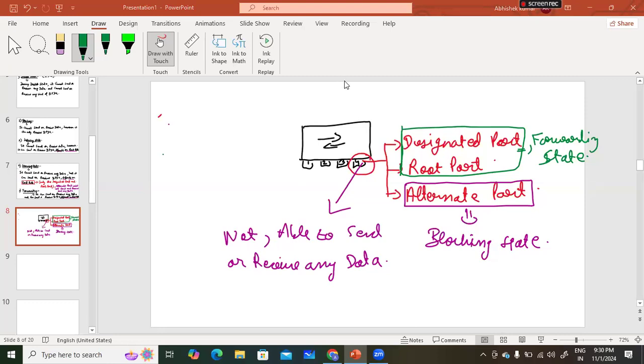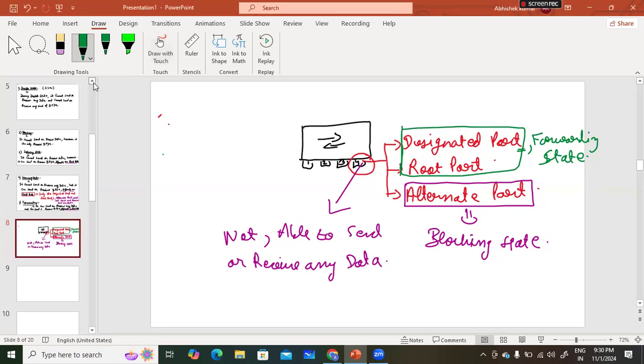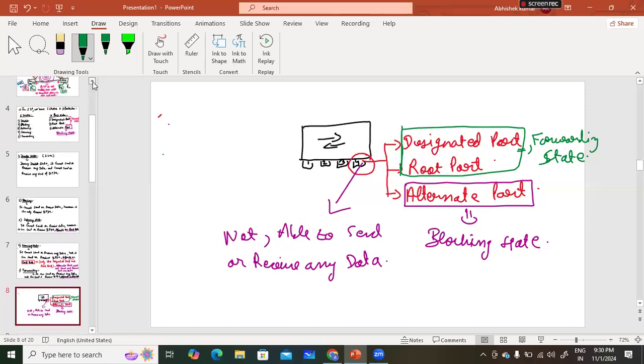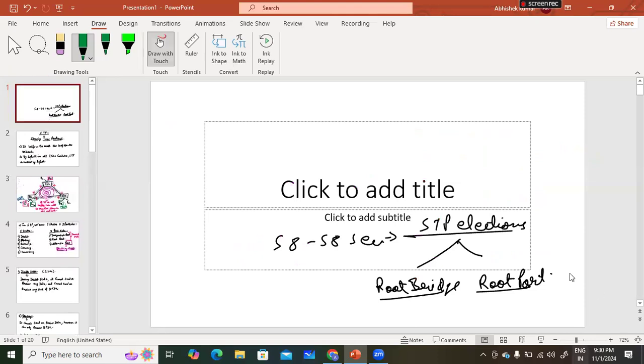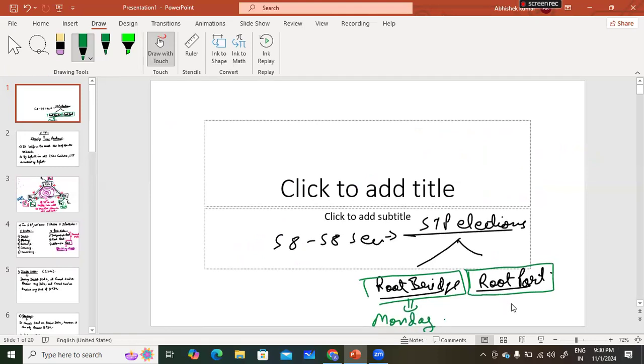Okay, so what we will do, we will just keep the things till here. And then on Monday, we will discuss the further elections. As I discussed, in order to enable the STP, there are two types of elections which take place. One is the root bridge election and one is the root port election. We will discuss the root bridge election in Monday's class and the rest in Tuesday's class, because it's a little lengthy protocol. So that's why we are giving time to this protocol.